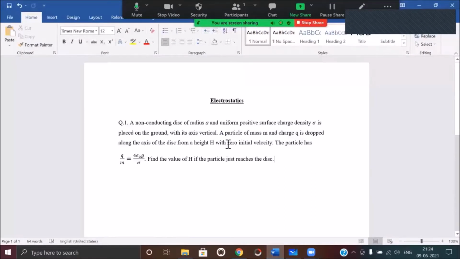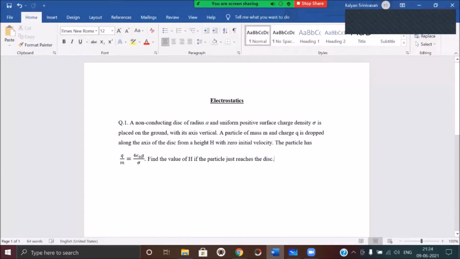We have a non-conducting disk of radius A and uniform positive surface charge density sigma, and that is placed on the ground with its axis vertical. A particle of mass m and charge q is dropped along the axis of the disk from a height h with zero initial velocity. If the particle has a charge by mass ratio of 4 epsilon naught g by sigma, we need to find out what's the value of h required if the particle just reaches this disk over here, right?